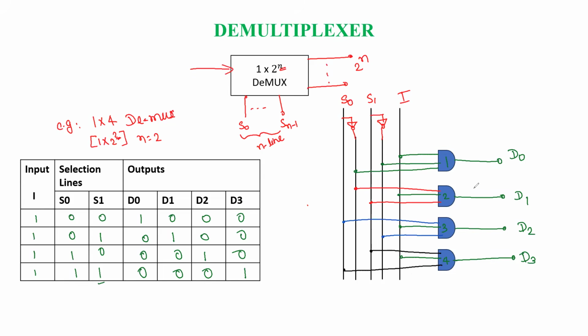On the basis of the selection lines, at a time only one AND gate will have output as logic 1. That's why we get 1 as the output for the different combinations of the selection lines. The size of the demultiplexer decides how many selection lines there will be, as we have seen, and how many outputs there are. On the basis of that, we decide how many AND gates are required.